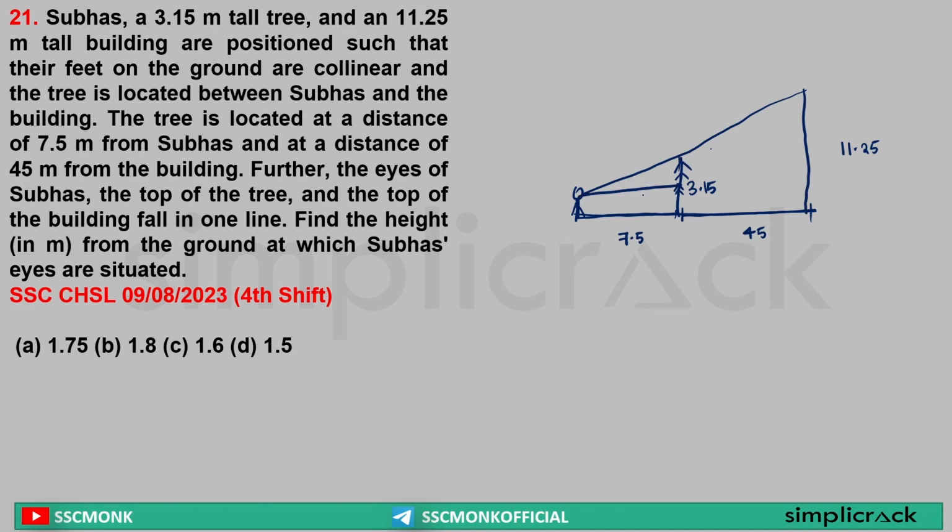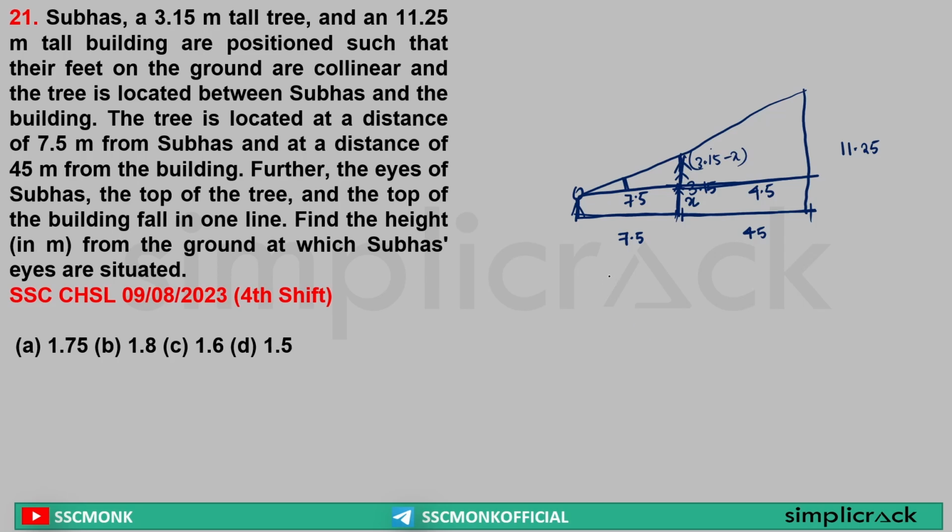Now this distance is equal to what? 7.5 meter. This distance is equal to what? 45 meter. Yes or no? Yes. Now we do not know this distance, but we know one thing for sure, that this angle is common in both the triangles. Let's say this distance is equal to x. The height of Subhas is equal to x. So this remaining height will be what? 3.15 minus x. Yes or no?